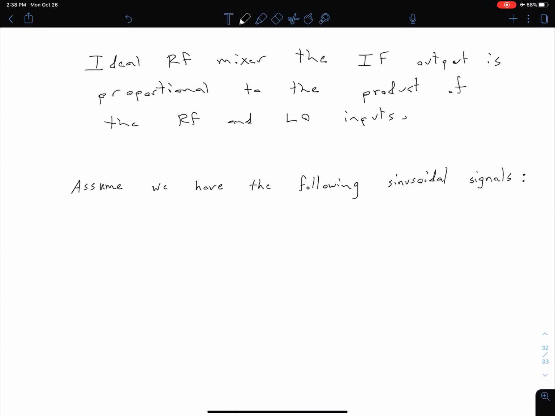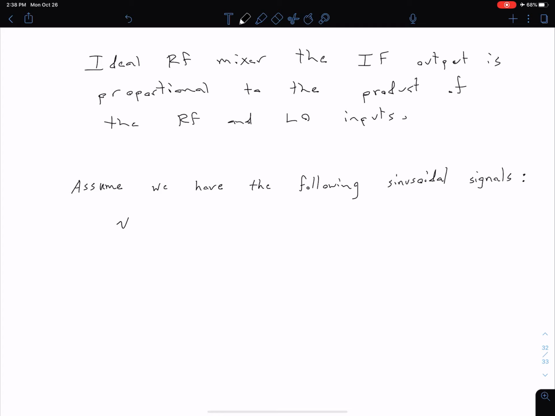So coming back to that idea that for our ideal RF mixer, the intermediate frequency is proportional to the product of the RF and local oscillator inputs, let's take a closer look by assuming we have the following sinusoidal signals.